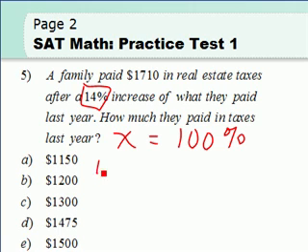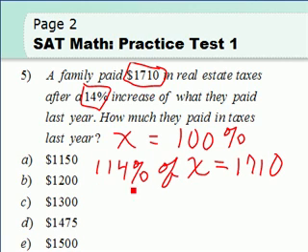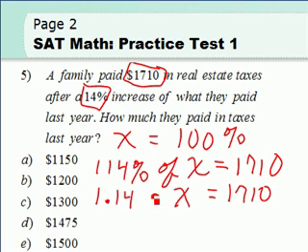So we know that this year they're paying a 14% increase. So that means that 114% of X is equal to the new tax paid this year, which is $1,710. So let's convert this percentage into a decimal. So we have 1.14 times X equals 1710.